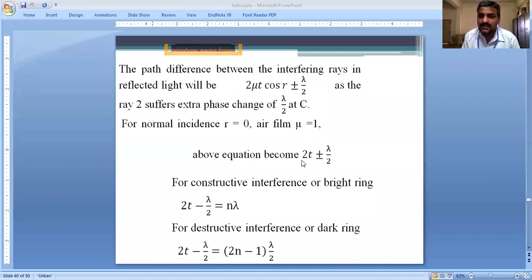Before that, as we know the path difference between the two rays, now we can go further to calculate maxima and minima. After you calculate the net path difference, that is the optical path difference, you can equate it to n lambda for a maxima or bright fringe, and you can equate it to odd multiples of half lambda to have a dark fringe, right? So the bright fringe and dark fringe conditions are now given here. For constructive or bright, you have 2t minus lambda by 2 equal to n lambda. Here I took negative; you can take positive also. For the destructive case, I took 2t minus lambda by 2 and equated it to (2n minus 1) lambda by 2.